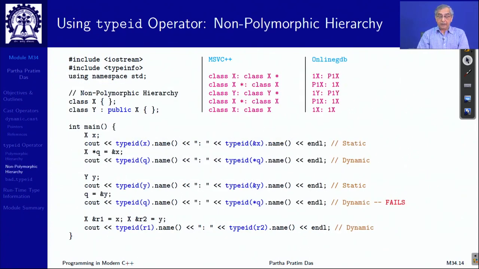Now, you can use it partly for a non-polymorphic hierarchy also, though it may not make much sense. For example, here I have an X object and its pointer. I have an X object, address of X object put to an X type pointer. I get this, and I have a Y object.